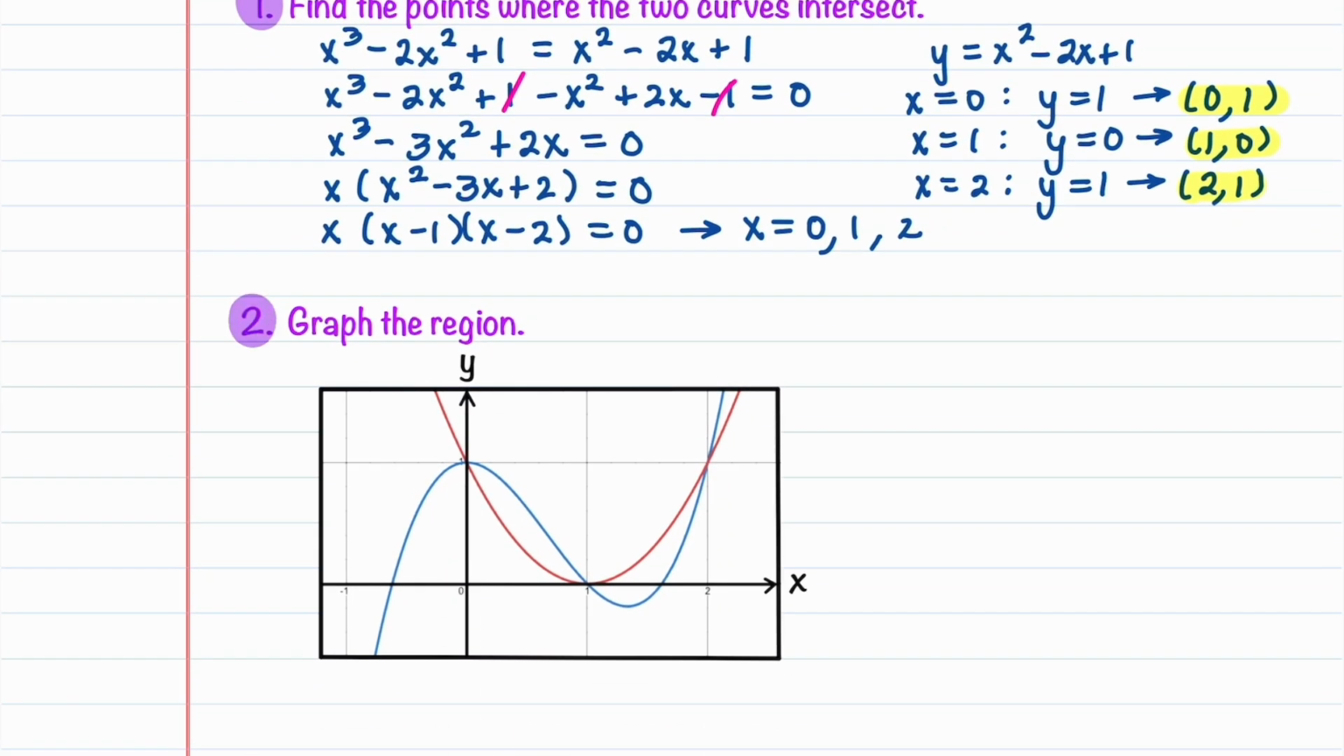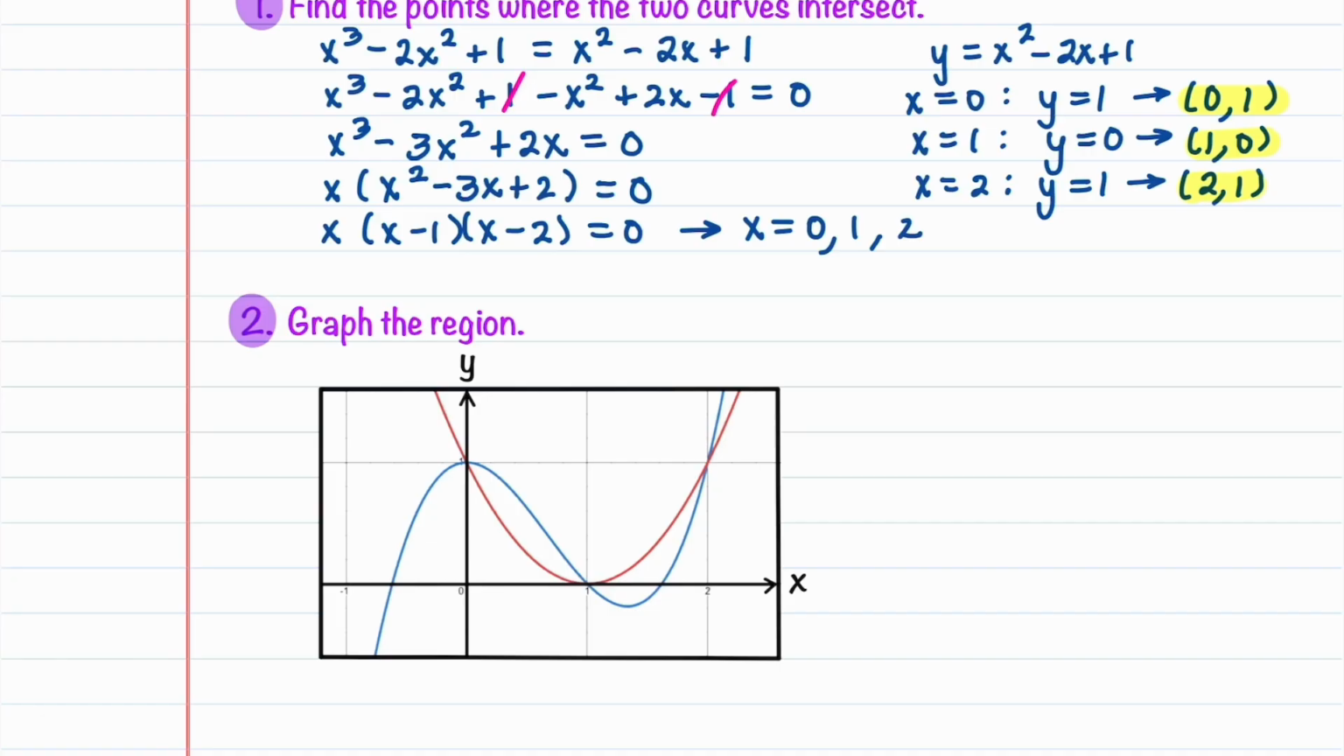Step 2 is to graph the region. Since one of our curves is a cubic, it's a little difficult to graph, so I went ahead and graphed both of these curves on Desmos. That's a great free online graphing calculator if you ever need to make a graph. Let's go ahead and label our intersection points.